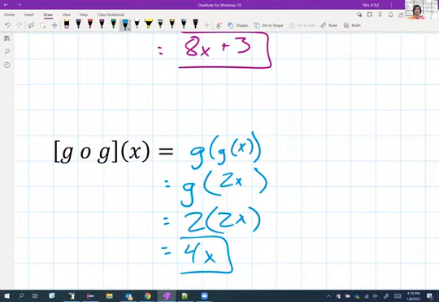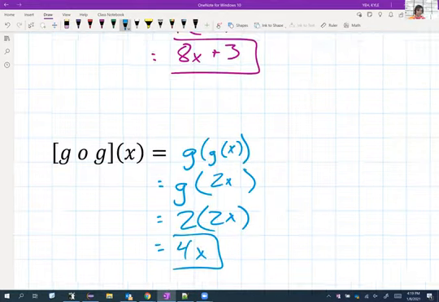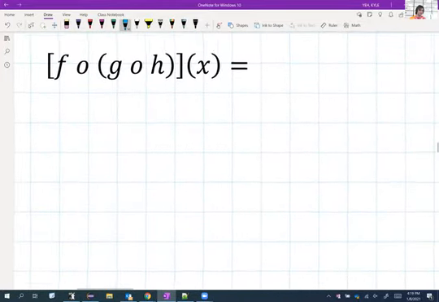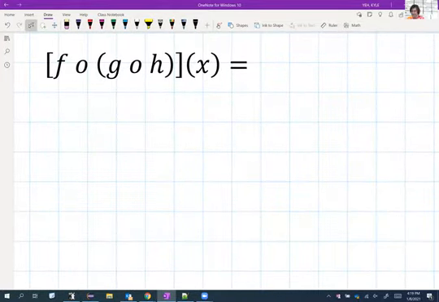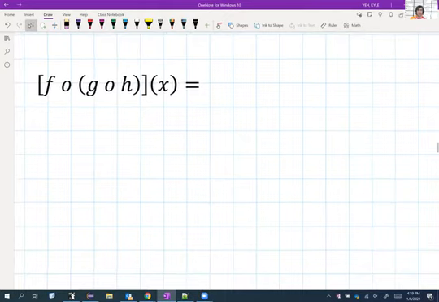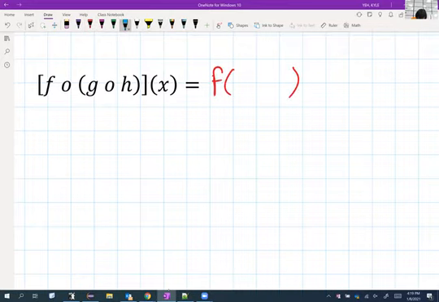Now we're going to look at a fun one right now. What about this? It's a triple, and it might look intimidating or look like just too much. As long as we take it one step at a time, we will be fine. We will be good to go. Let's write this in function notation. This is f of g of h of x. F of g of h of x.